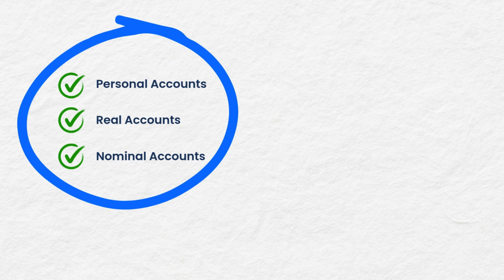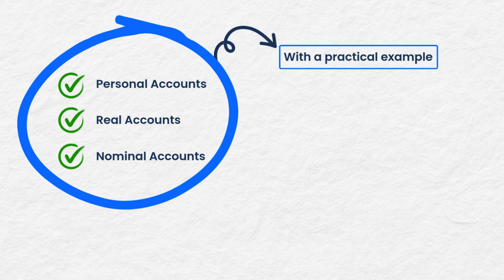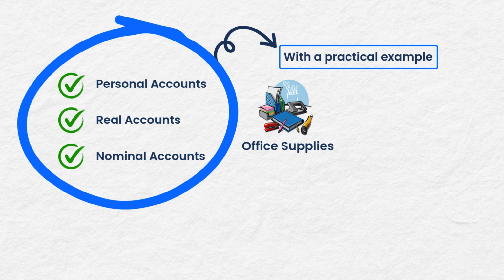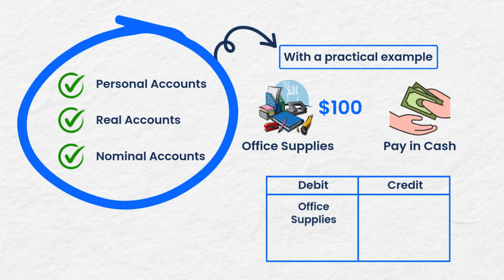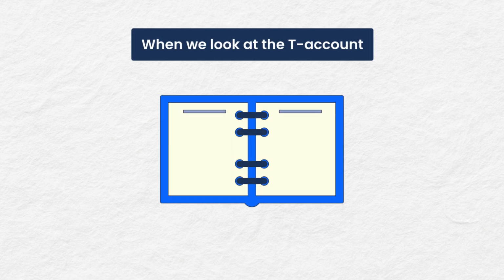Now, let's bring it all together with a practical example that you might encounter frequently. Imagine you buy office supplies worth $100 and pay in cash. How does the rule of debit and credit apply here? You would debit office supplies because it's an expense account and the supplies are coming into your business. You would credit cash because you are using cash to pay for the supplies. If we look at this in terms of T accounts, it balances perfectly. On the debit side, we have office supplies plus $100, and on the credit side, we have cash minus $100.